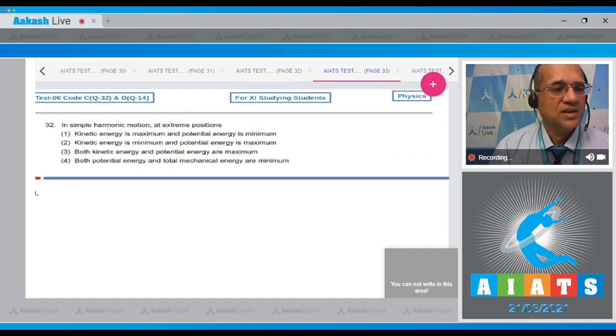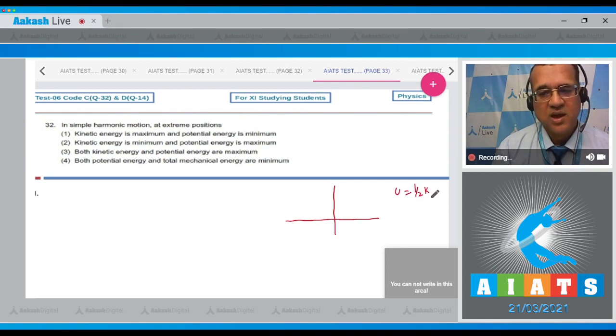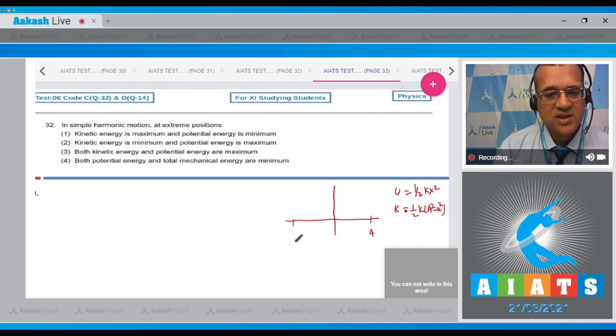Question number 32 is, in simple harmonic motion at the extreme position, kinetic energy is maximum, potential minimum, and these are four options. See, when the particle is executing SHM, let's say the potential energy at mean position is 0, then the expression is 1 by 2 k x square, and for kinetic it is 1 by 2 k (a square minus x square). So at the extreme position, that is at a and minus a, the kinetic energy becomes 0. The graph is like this. And for potential energy, the reverse graph is like this one.